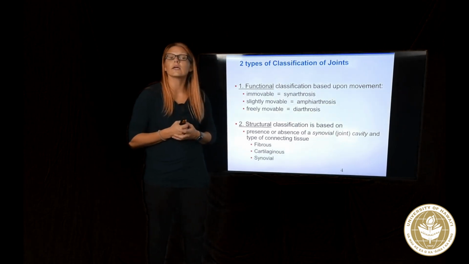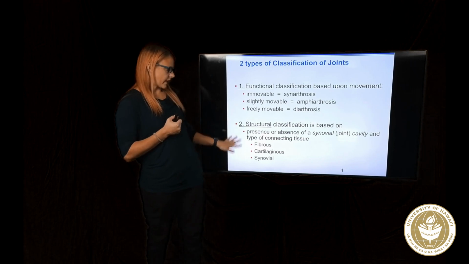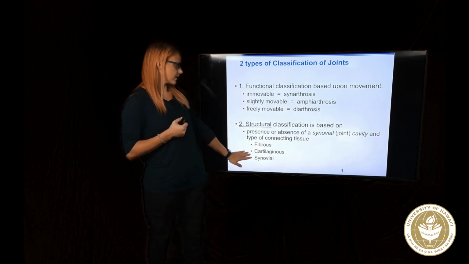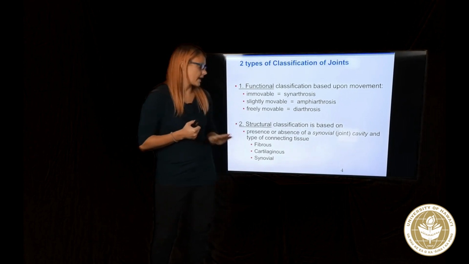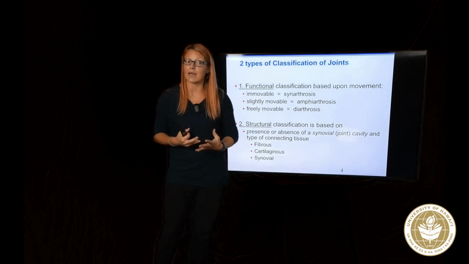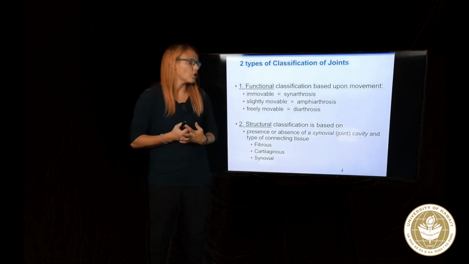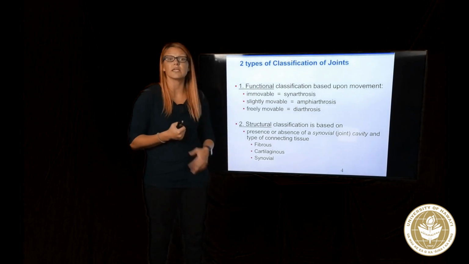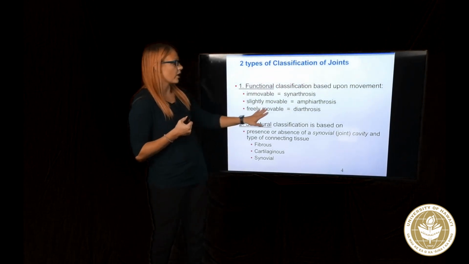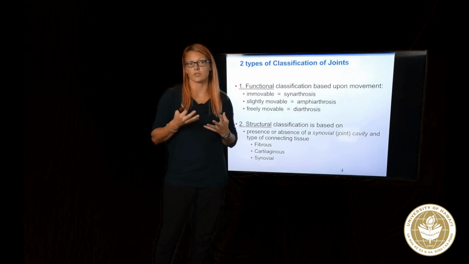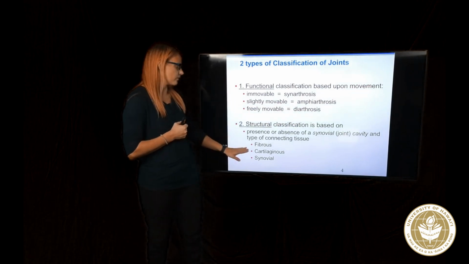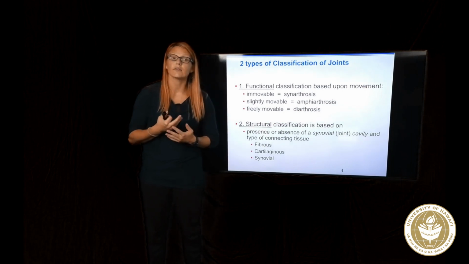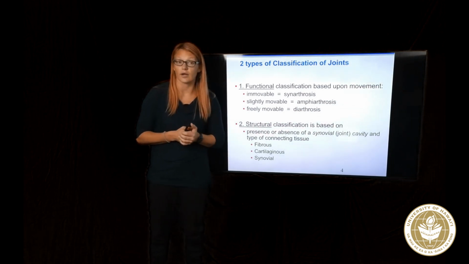So we can break the structural classifications down into fibrous, cartilaginous, and synovial. And we're going to be defining these all today and looking at examples of them. So synovial joints are going to be the most movable. So they are diarthrosis joints, right? The cartilaginous, think of, they're made up of cartilage, right? These are the ones that are going to articulate with cartilage.